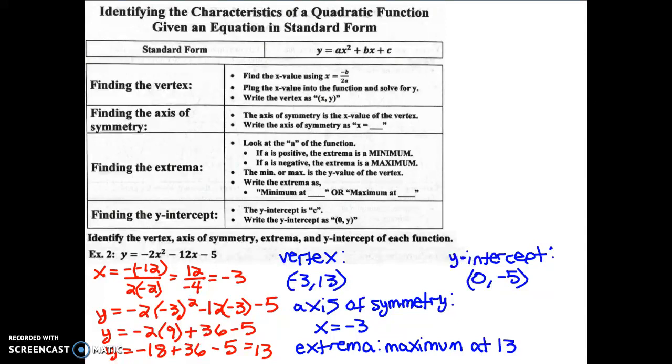All right, so this is what you should have gotten for example 2. For your vertex, you should have gotten negative 3, 13. The axis of symmetry is x equals negative 3. For the extrema, we have a maximum at 13, and the y-intercept is 0, negative 5. So hopefully you guys did okay. Let's go ahead and move on and try example 3.